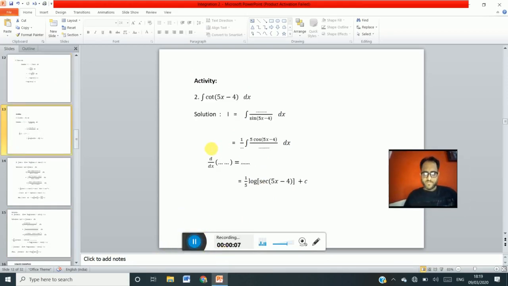Okay. See the activity: integration of cot of 5x minus 4 dx. So what do we have to write here? Cot is nothing but cos upon sin x. So what will come in this blank? Cos 5x minus 4, right?